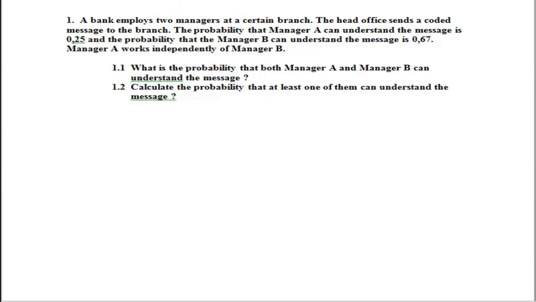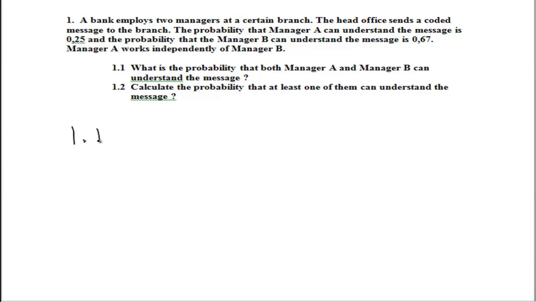Right, now this problem here is on probability. A bank employs 2 managers of a certain branch. The head office sent a coded message to the branch. The probability that manager A can understand the message is 0.25. Probability that manager B can understand the message is 0.67. Manager A works independently of manager B. We are now saying C1.1.